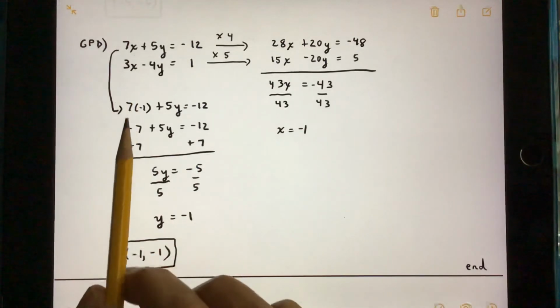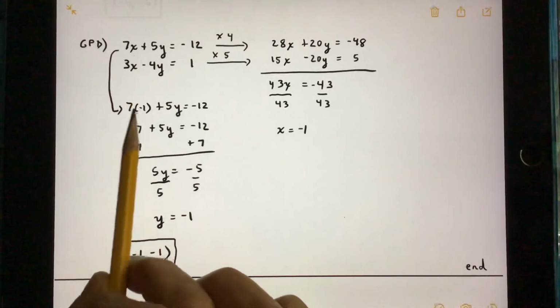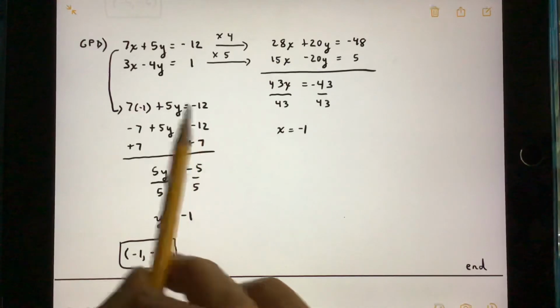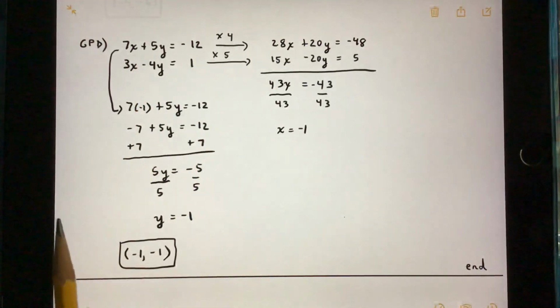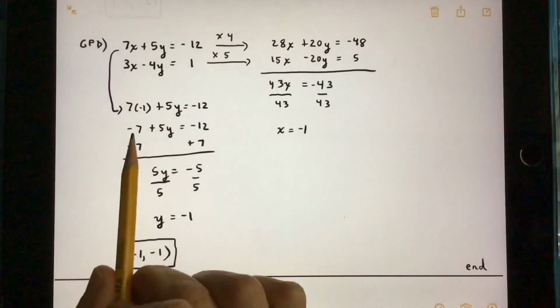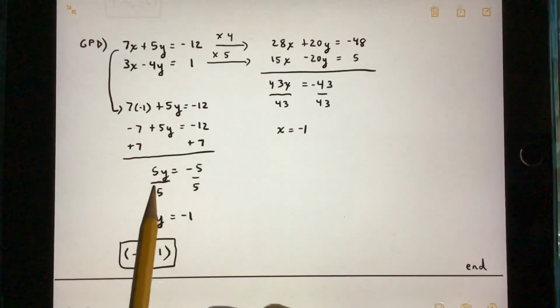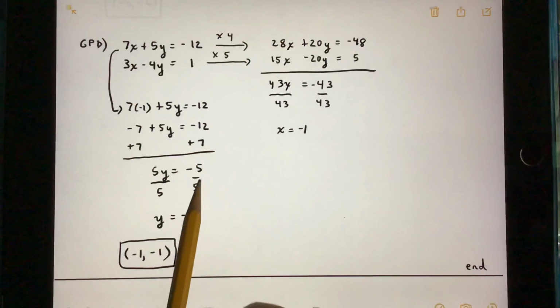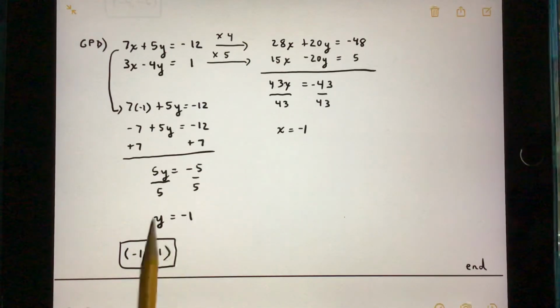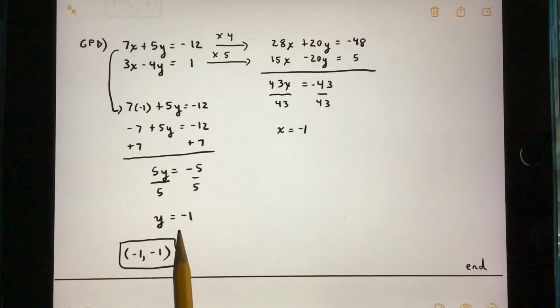All right, I chose the top one. So 7 times negative 1 for x plus 5y equals negative 12. So I'm just plugging negative 1 in for my x there. That gives me negative 7 plus 5y equals negative 12. Add 7 to both sides. And that gives me 5y equals negative 5. Divide both sides by 5. And that gives me y equals negative 1. Well, it turns out both x and y are negative 1. So my x-coordinate is negative 1 and my y-coordinate is negative 1.